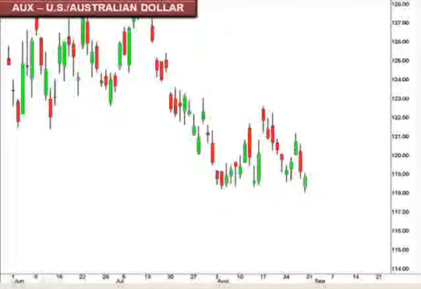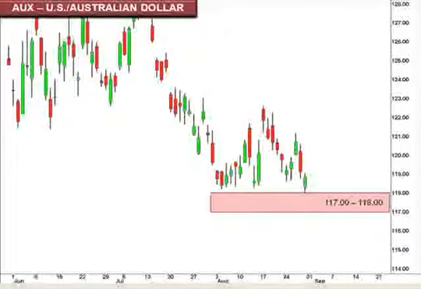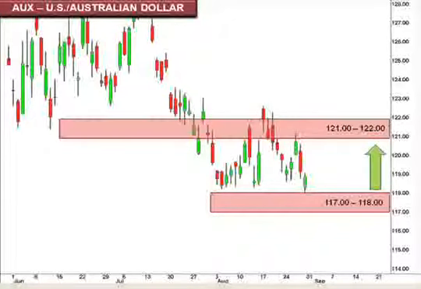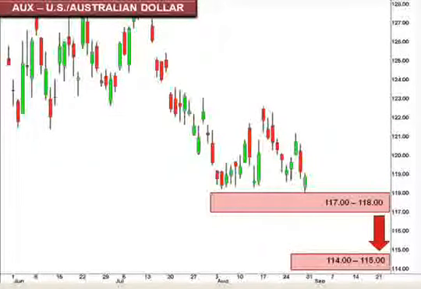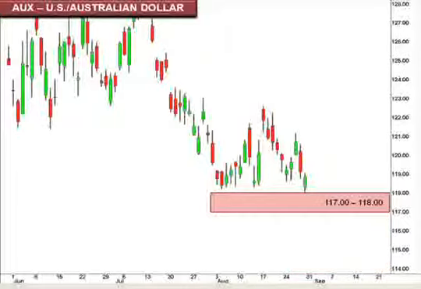Now let's take a look at the AUX, the US versus the Australian dollar, and once again the AUX is testing the upper range of our 117-118 focal zone, and unless we see a break of this 121-122 resistance, the trend continues to be to the downside with the next support level coming in at this 114-115 box.